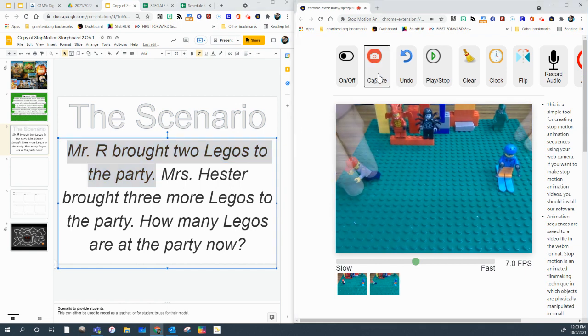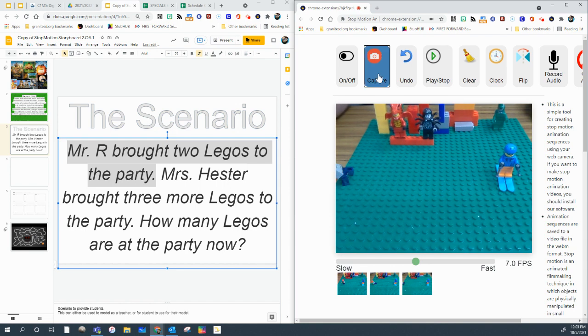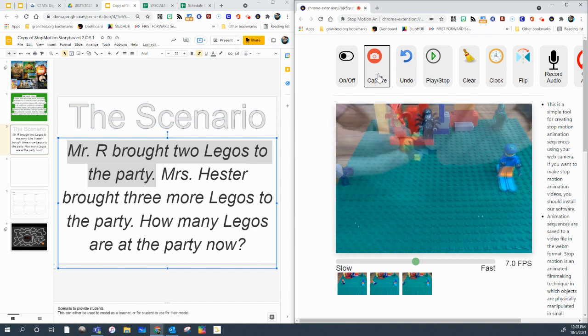So now I can pick him up again. I'm going to adjust him just a little bit. I'm going to make it look like he's walking forward. And now I'm going to capture another picture, and there he moved. Okay. Now I'm going to have him pick up his 2 Legos. So I'm going to take him there.